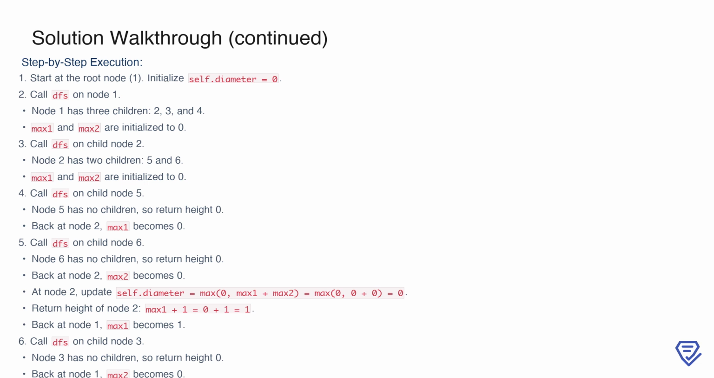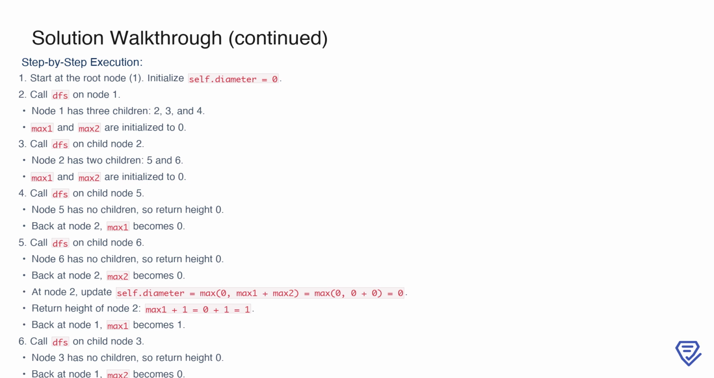Node 5 has no children, so its height is 0, and we return this value. Back at node 2, max1 becomes 0, corresponding to the height of node 5. Then, we calculate the height of node 6, which, like node 5, has no children and returns a height of 0.